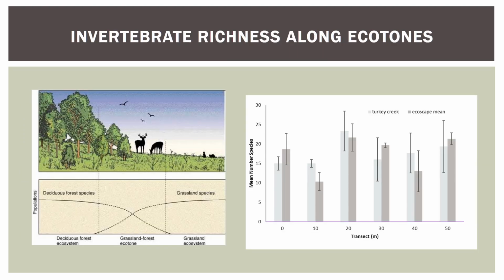You can also make this a little more of a question-based technique. You can look along something called an ecotone. So an ecotone is a transition between one kind of habitat and another kind of habitat. They were very interested in this concept of ecotones. They looked at some ecotones and compared ecotones at two different habitats, Turkey Creek and out at the BSC Ecoscape.